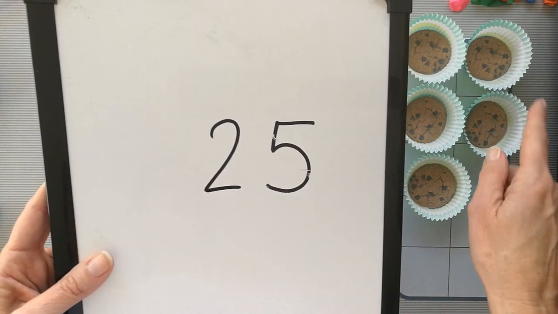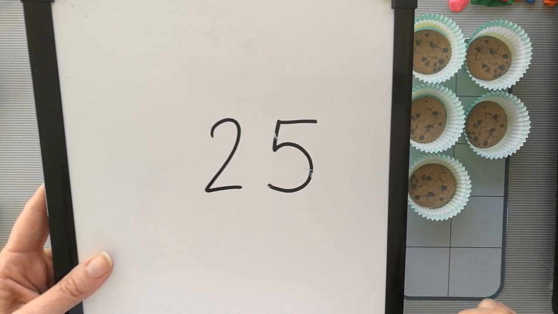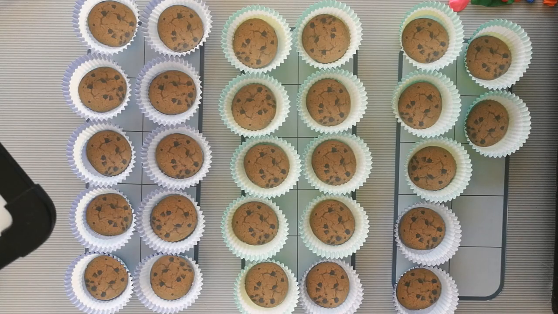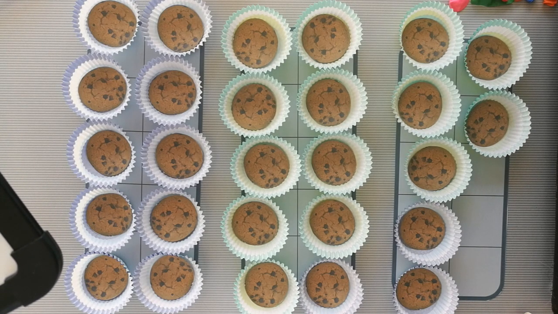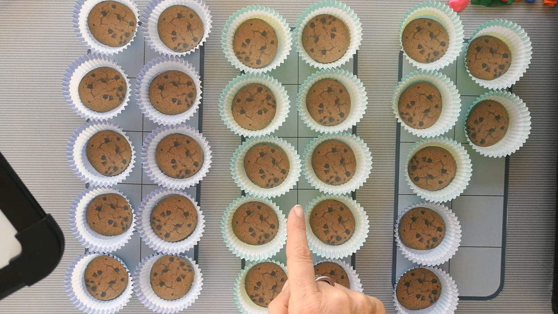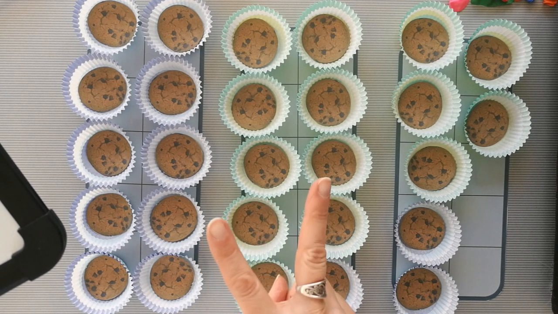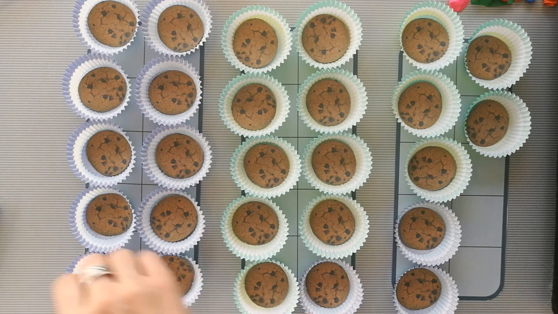That's right, 5. All right, let's see if we can do another one. So how many do we have here now? How many tins do we have that are full and loaded? That's right, we have 2.